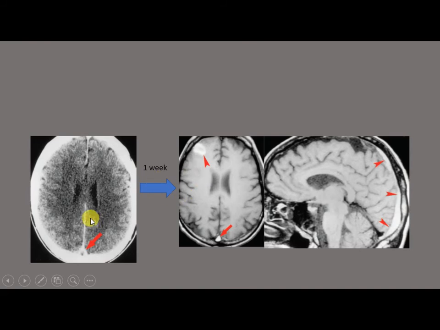After 1 week, the same patient had an MRI. We can see there is an area of hemorrhagic infarction, and there is hyperintense signal in the superior sagittal sinus.